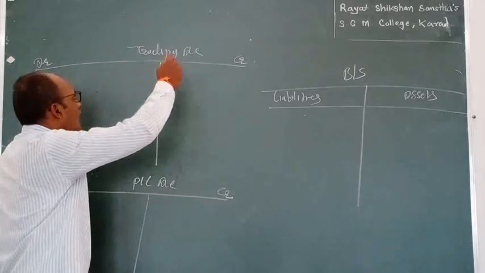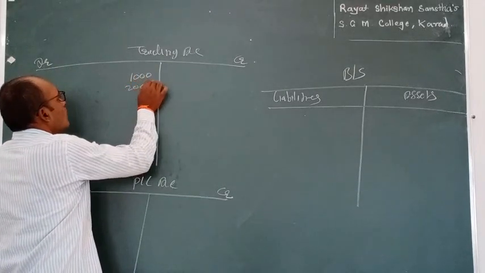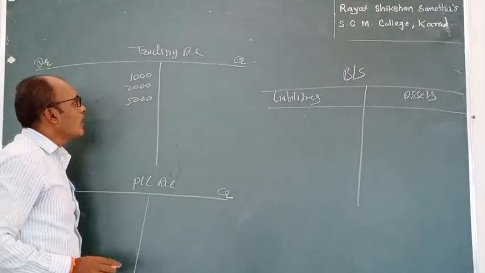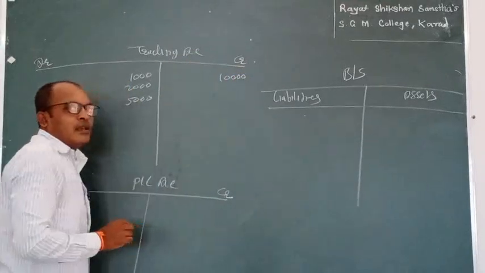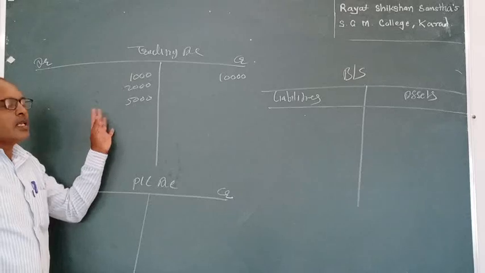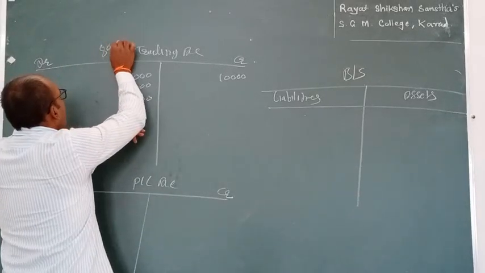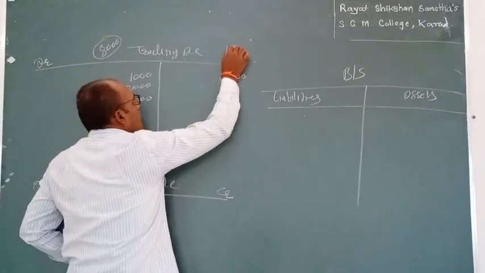For example, in trading account debit side, 1000, 2000, 5000, these are expenditure recorded, and in credit side 10,000, this amount is recorded. Firstly, take a total in both sides. So debit side total is 8,000 and the total of credit side is 10,000.